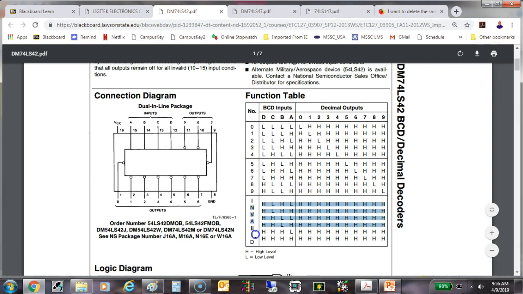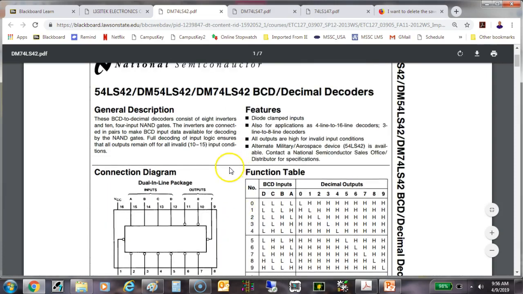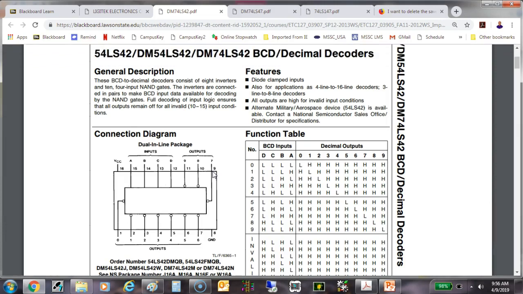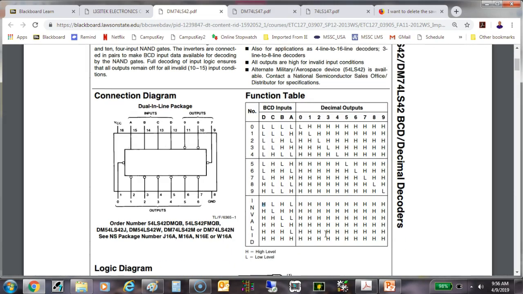Now over here, they're calling all these invalid. Now, technically, they're not really invalid. It's just that there is no output pin for them, because this is giving us a decimal number that represents a BCD input. And BCD goes from 0 through 9. There's no such thing as a single 4-bit number that would be 10. So what the 7442 does, it does not blow up if you put something above a 9 on it. What it does is all the outputs will go high.